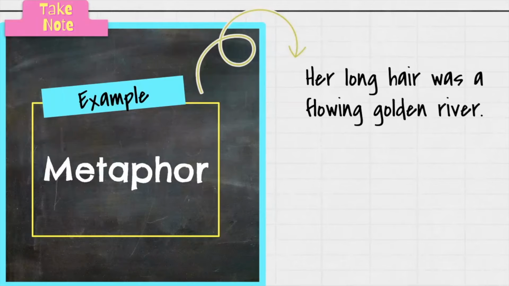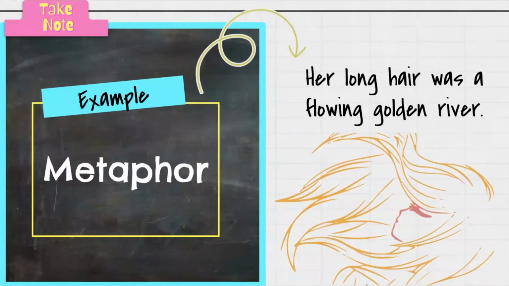So here's an example. Her long hair was a flowing golden river. You can see that in your head. If the author just said she had long yellow hair, blonde hair, you'd be like, huh? But now you can really picture how it flows down her back because of this metaphor. It didn't use like or as, it was a direct comparison. You knew exactly what was being compared here.